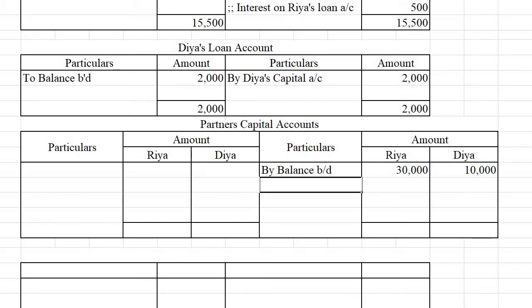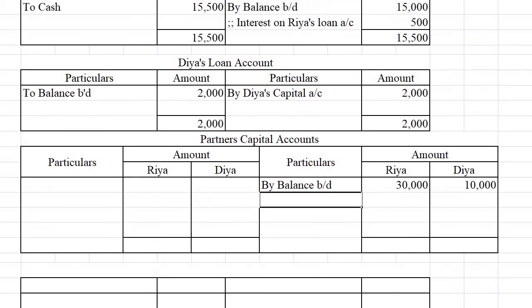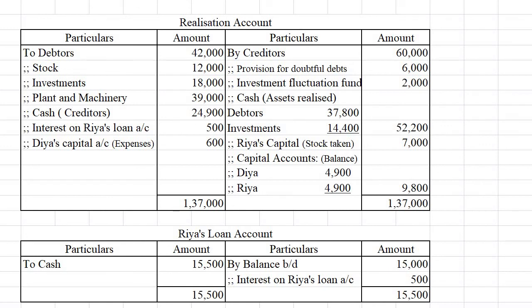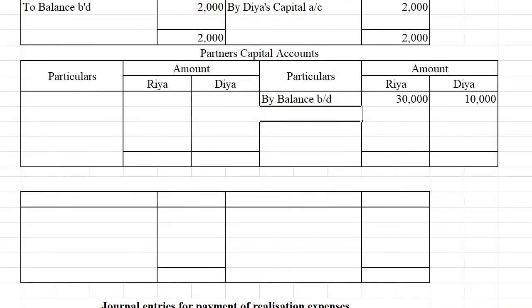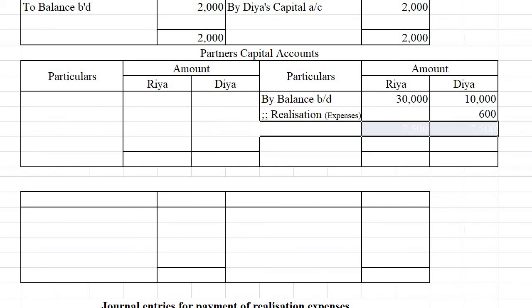Then in the realization account we have an entry regarding realization expense. Realization expense is met by Dia. So in Dia's capital, what can be written? By realization, 600 rupees. Now in the balance sheet there was a general reserve that is to be transferred to the partners' capital accounts in their old ratio. That means equal ratio, 7,500 each.